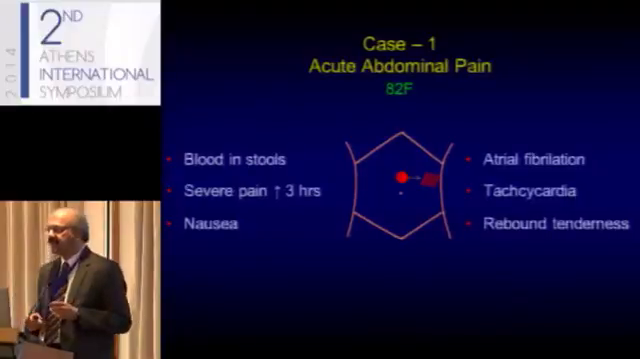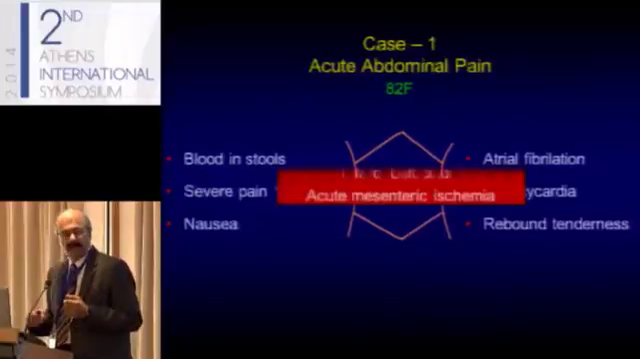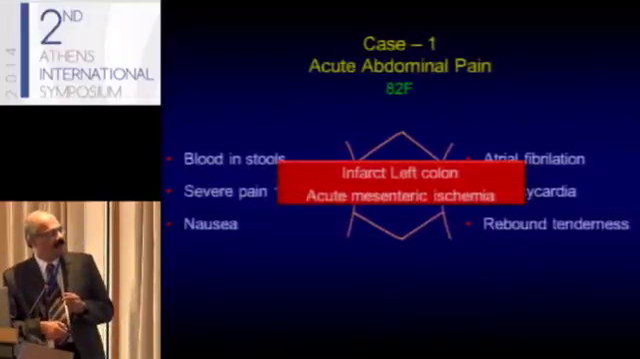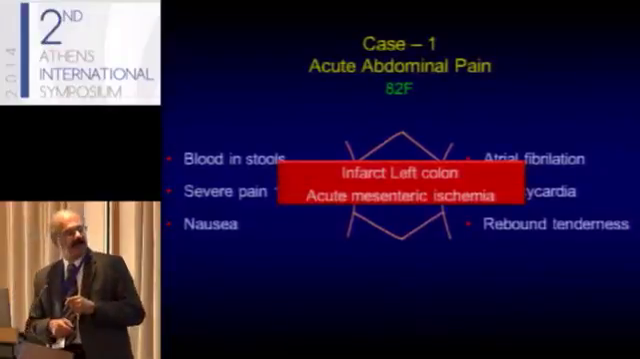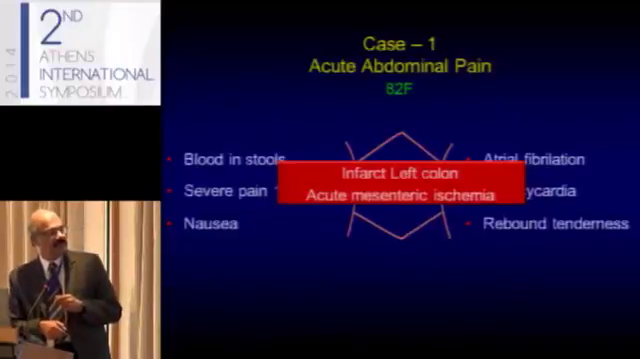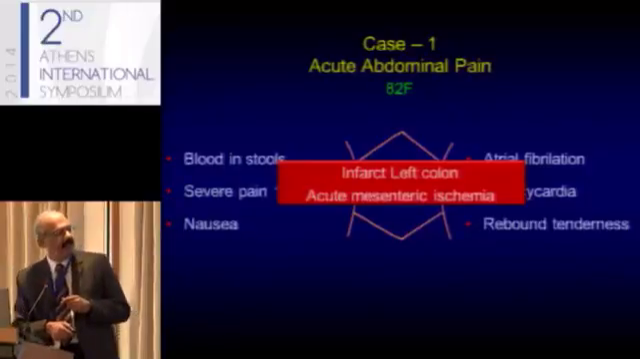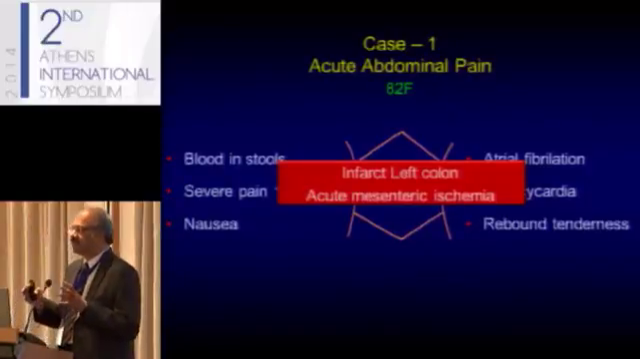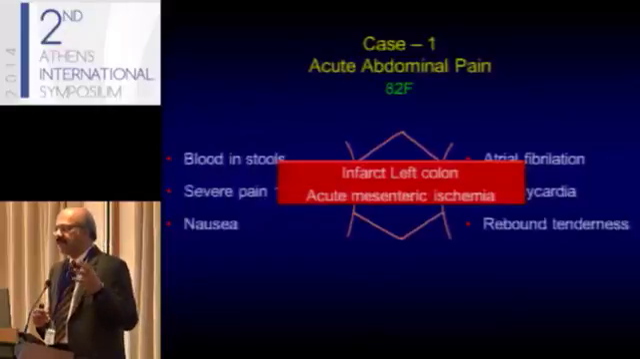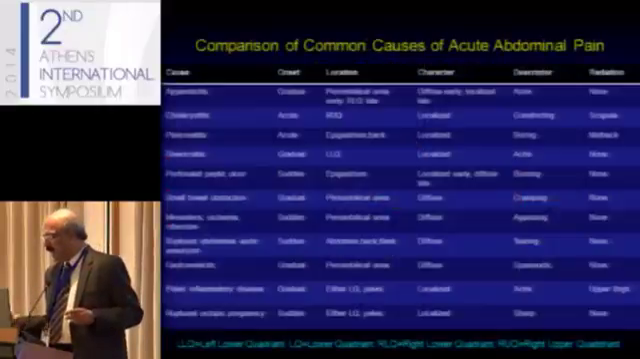acute mesenteric infarction. In fact, this patient was operated on, and we found that she had an infarction of the left colon because of acute mesenteric ischemia. There was a thrombus in the atrium, which got dislodged, produced an obstruction, and produced this infarction. So the features are very classical of an acute mesenteric infarction. So clinical diagnosis can be made.